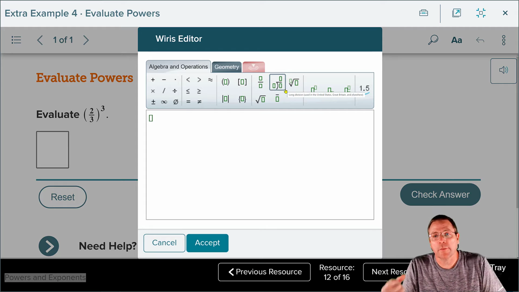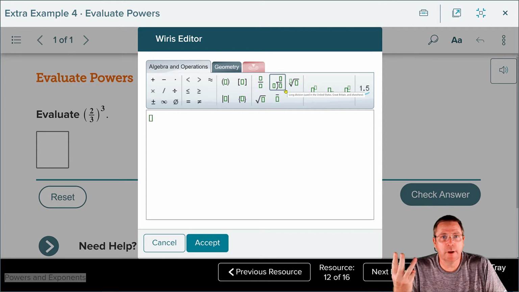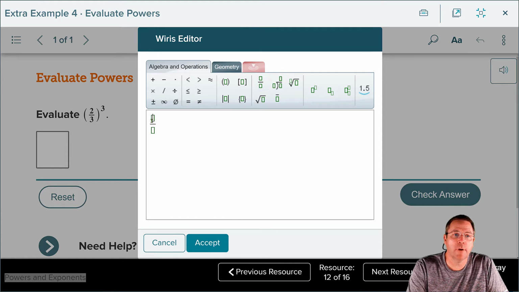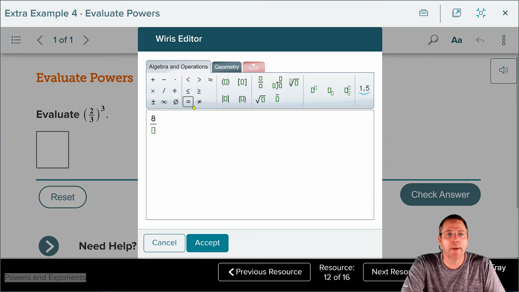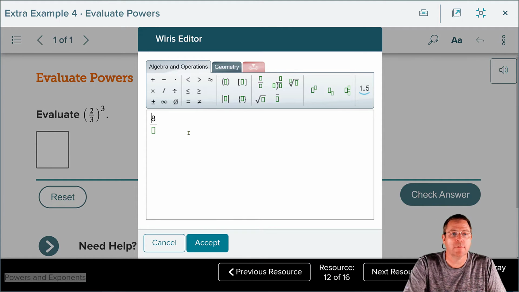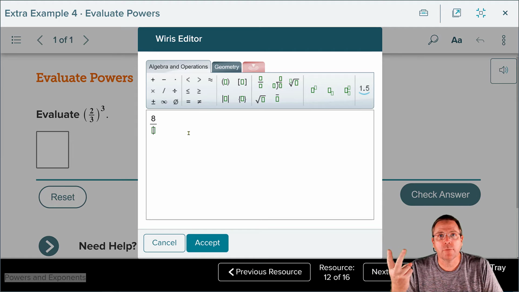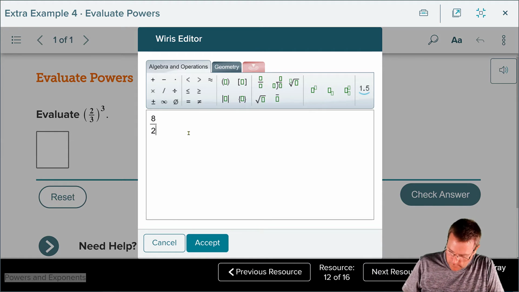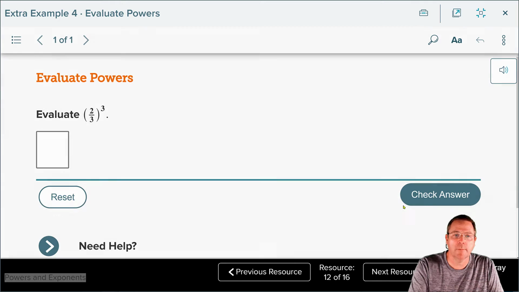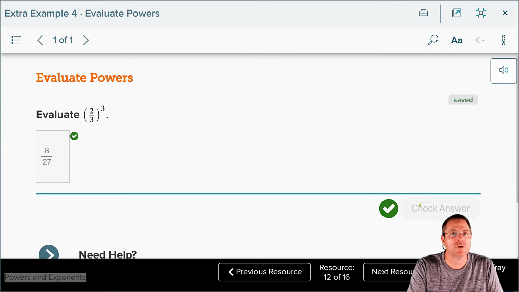Alright, let's take a look at this. We got 2 times itself 3 times, so 2 times 2 is 4, and 4 times 2 is 8. That means in my fraction, my numerator is going to be 8. And then the denominator, I've got 3 times itself 3 times. So I've got 3 times 3 is 9, times 3 is 27. Answer is going to be 8/27. Check the answer. Doesn't get any easier than this, folks.